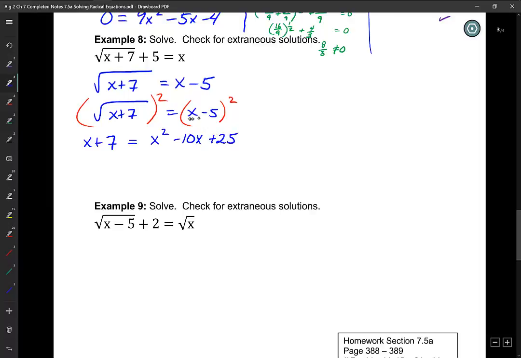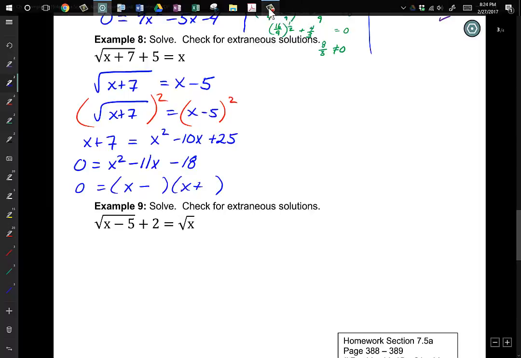How did I get that? From x minus 5 times x minus 5, and then foiling that. Let's now set it equal to 0. x squared minus 11x, and 7 taken away from 25 is 18. I hope you quickly see that your factors for this could be x minus 9 and x plus 2. That's going to get you a 7, so that's not going to work. You could try 3 and 3 as a possibility.